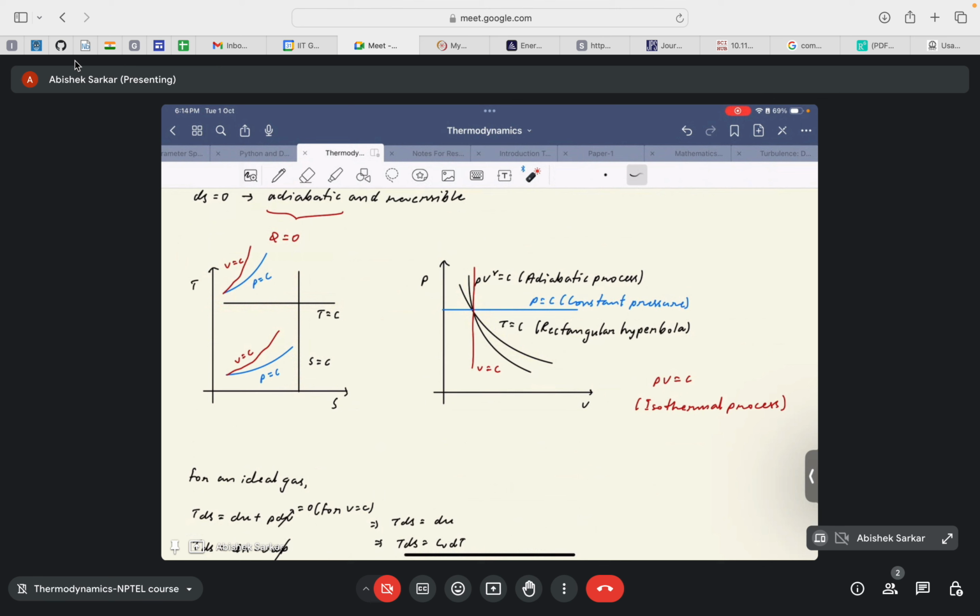It basically comes out from the ideal gas law. If PV is equal to mRT, R is a constant, m is a constant. If T is also a constant, then PV will be equal to some constant C, and then it will represent a rectangular hyperbola in the PV diagram.